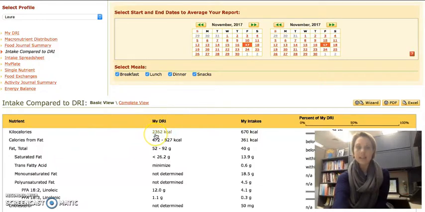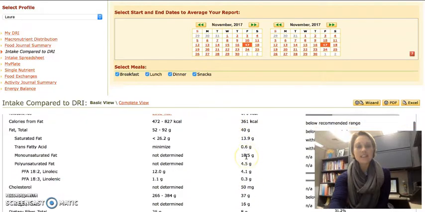So it's recommended, given my height, my weight, my age, and my physical activity level, that I have 2,362 calories per day. And since I've only logged my breakfast so far, all I've eaten is 670 calories. So I have about 1,600 calories or so to consume at my lunch and my snack and my dinner to make sure that I meet my calorie needs for the day.